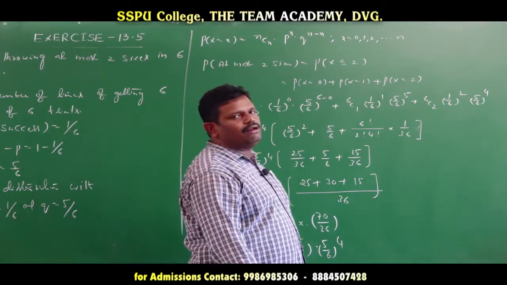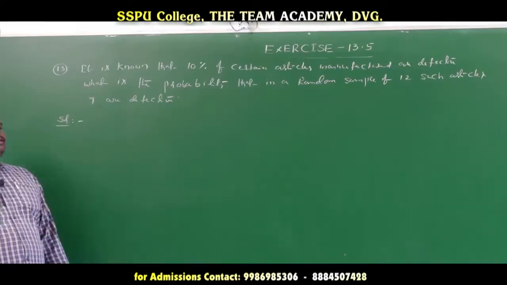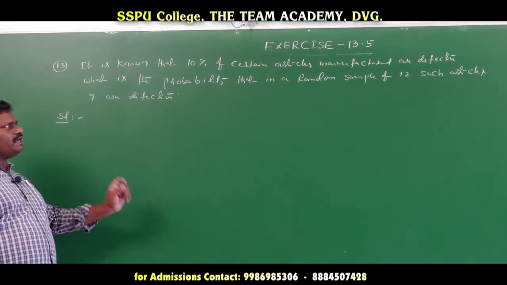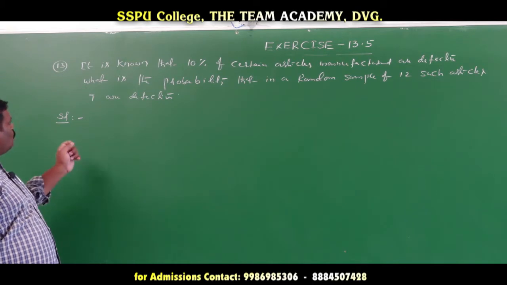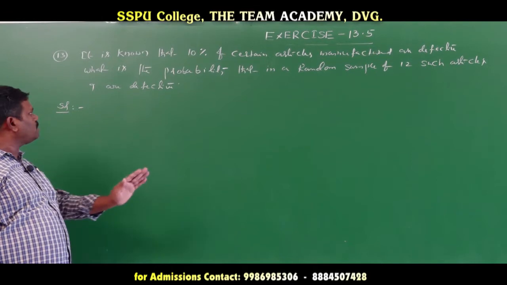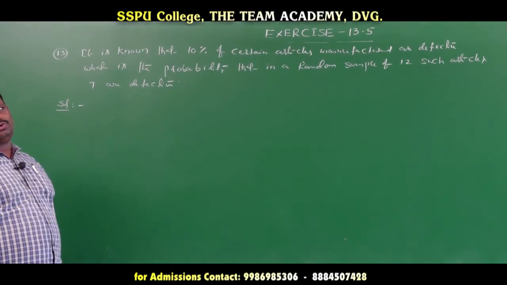So that is the required probability of the given question. Same model, only this one. It is known that 10% of certain articles manufactured are defective. What is the probability that in a random sample of 12 such articles, 9 are defective?